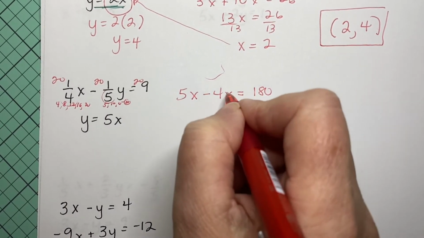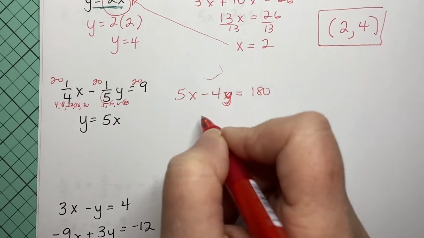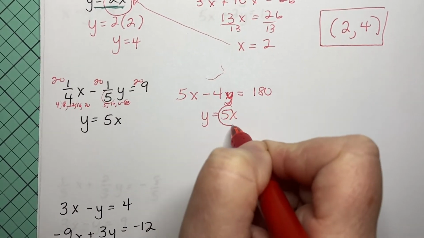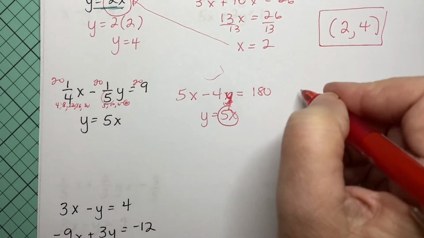Whoops, this is a y right here. I wrote an x. I'm sorry, that's a y. Okay, and then we still have our y equals 5x. So we're going to take this 5x and plug it into the other equation for y.